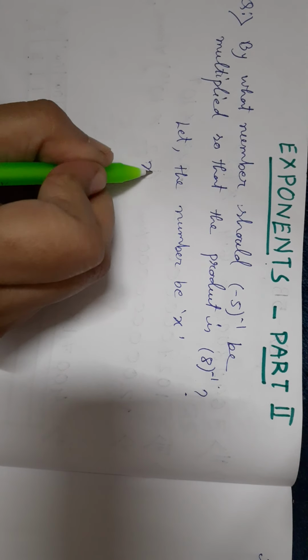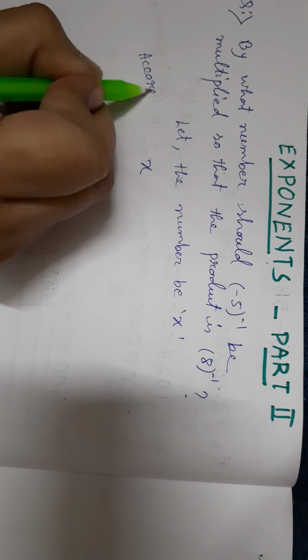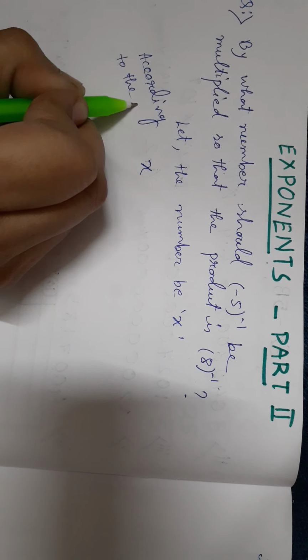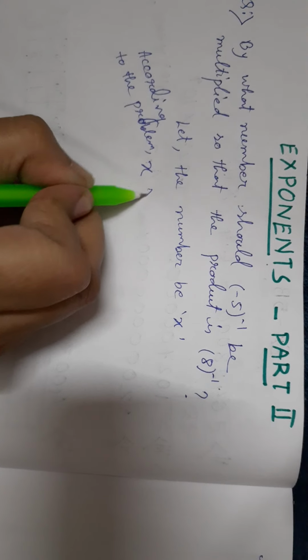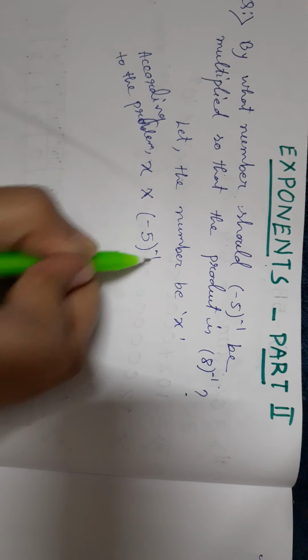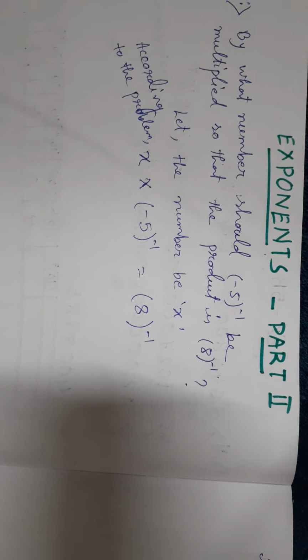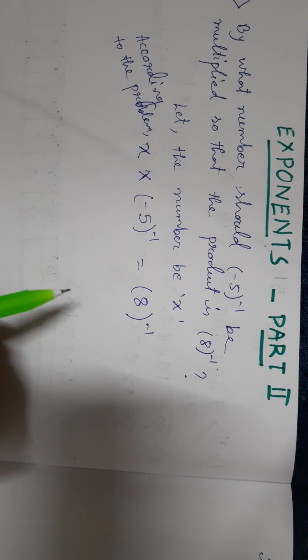That means, according to the problem, we can write x into -5 raised to the power -1 is equal to 8 raised to the power -1. We can write this.